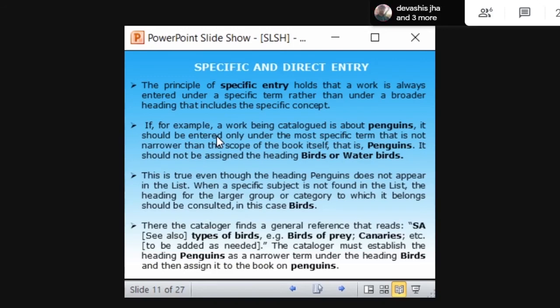The cataloger must establish the heading penguins as a narrower term under the heading birds and then assign the book on penguins. If the heading penguin is available in the SEAR list or LCSH, whatever it may be, you can directly use it. Simple. If it is not available in the SEAR list, you have to put it under the broader term and list penguin as a narrower term.